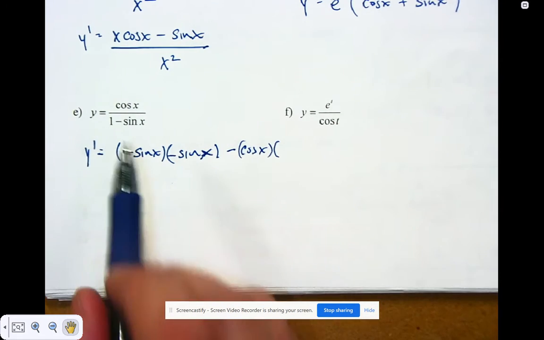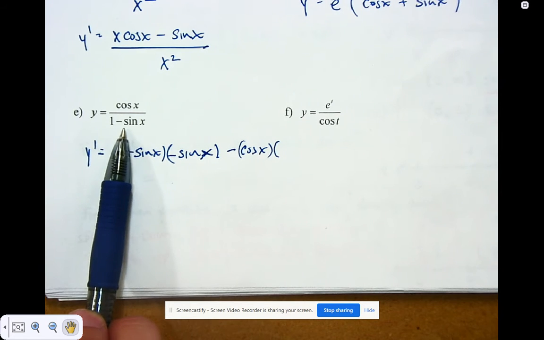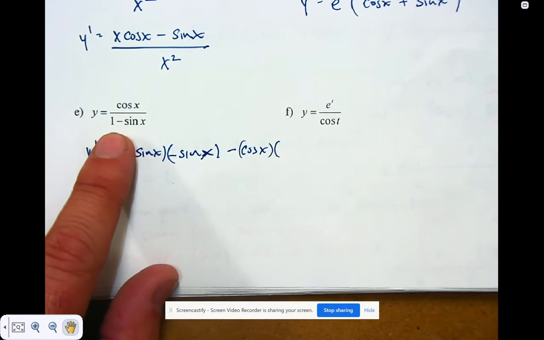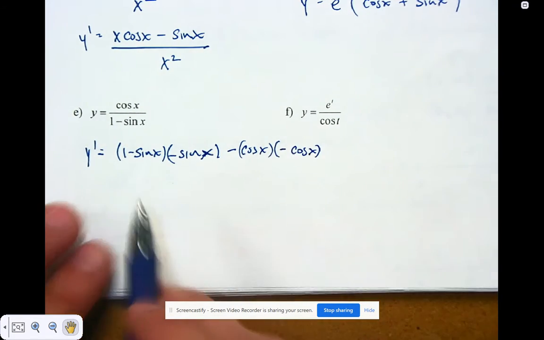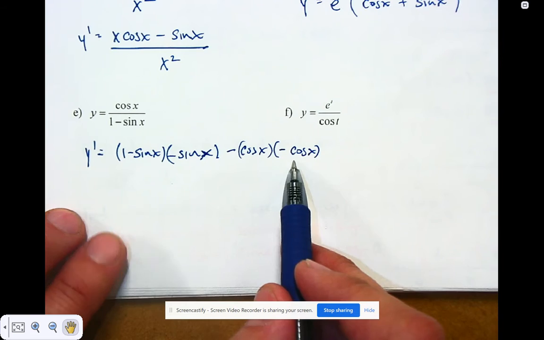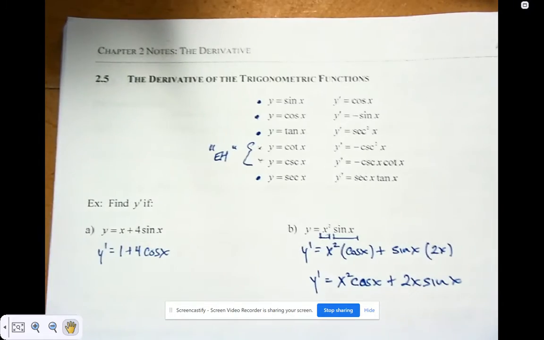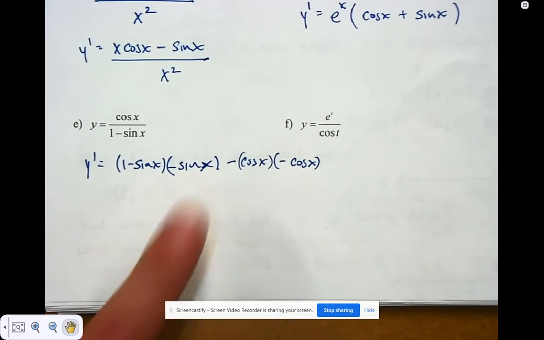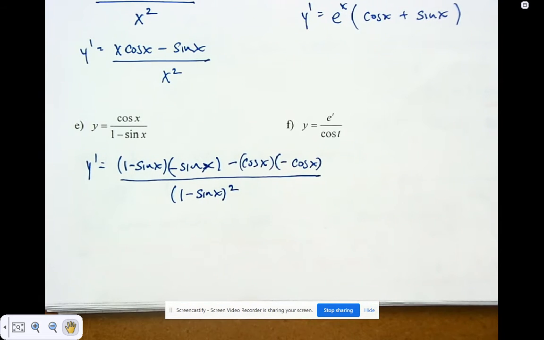d low. So this is the first time you might get a little bit confused. When you take the derivative of the bottom, the derivative of 1 is 0, and the derivative of sine is cosine, but that negative sign is still there. So that needs to be negative cosine of x. So that's low d high minus high d low. And if you're confused on where negative sine of x came from, the derivative of cosine is negative sine. All right, and then that's all over low squared.